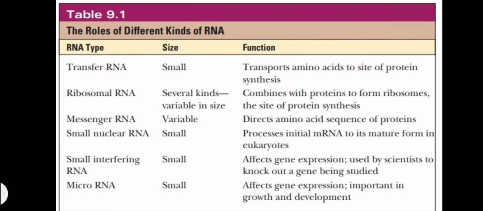And messenger RNA is variable in size and directs the amino acid sequence of proteins. Small nuclear RNA is small in size and processes initial messenger RNA to its mature form in eukaryotes. Small interfering RNA is also small in size and affects gene expression, used by scientists to knock out a gene being studied. And microRNA is also small in size and affects gene expression.